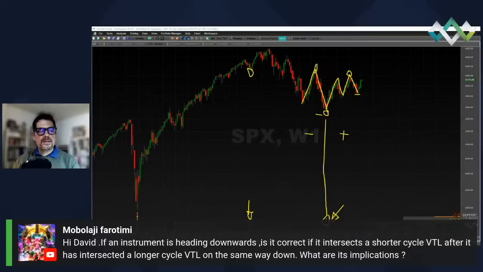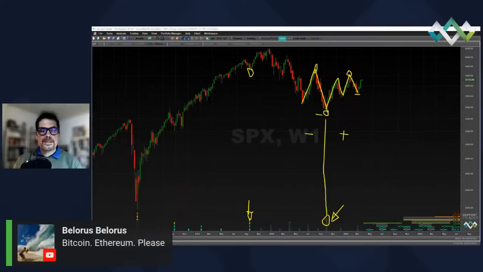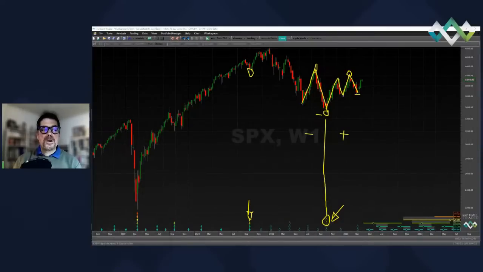Okay, Mobalaji has a question. If an instrument is heading downwards, is it correct that if it intersects a shorter cycle VTL after it has intersected a longer cycle VTL on the same way down, what are its implications? Mobalaji, that's a great question. It's something I'm going to have to add to one of our Q&A videos because it's going to take some time to explain all of that. And Belarus is asking for crypto. Again, other instruments I will include in future videos.